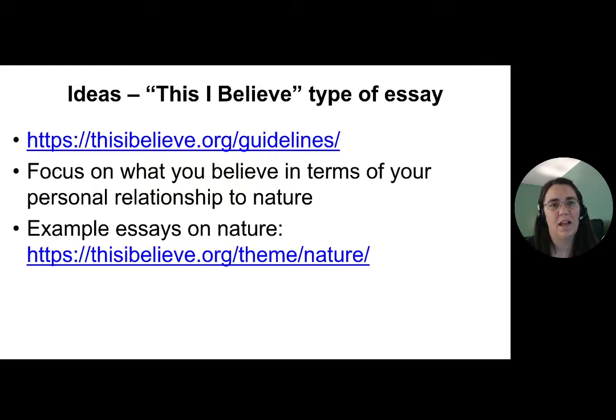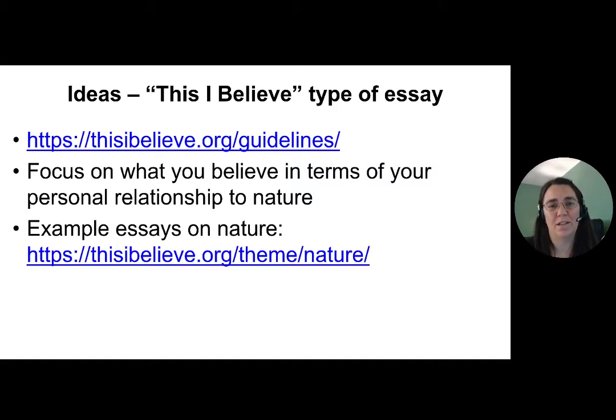But these essays are fairly short. They should take about 3 minutes to read at most, and they really get to the core of your beliefs. In this case, you would just make your "This I Believe" essay in terms of your personal relationship to nature. There are a bunch of example essays where people talk about nature in various ways, and some of these people are famous people that you might have heard of.